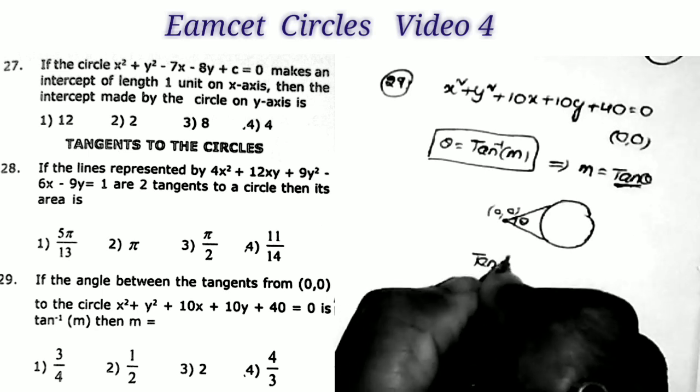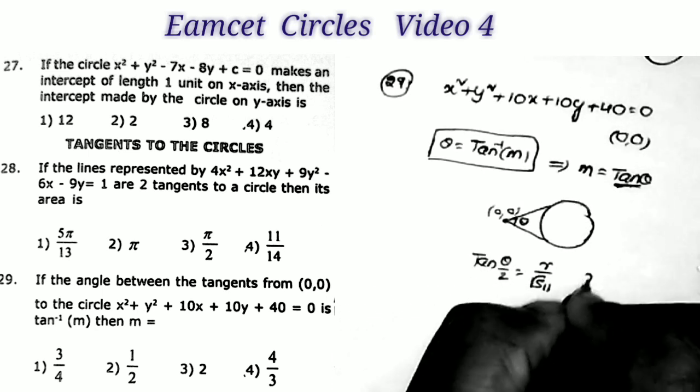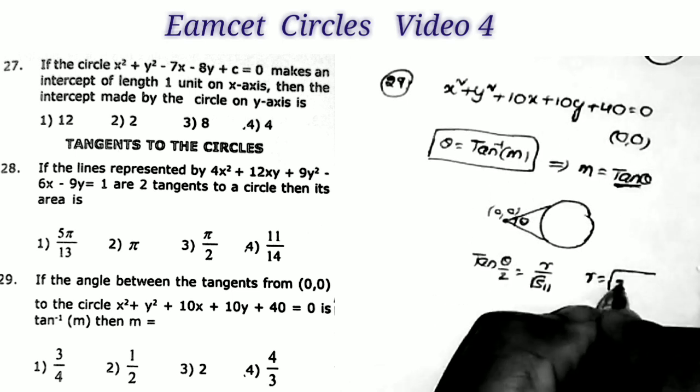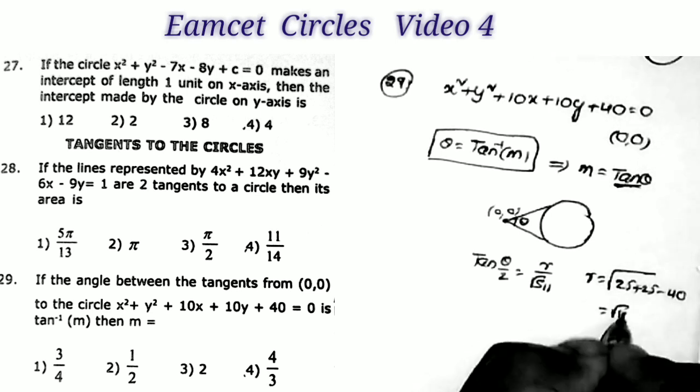Tan theta by 2 is equal to r by root s11. Okay, this is the formula. Now, what is the r value? Square root of g square plus f square minus c. That is 25 plus 25 minus 40. Therefore, r is equal to root 10.